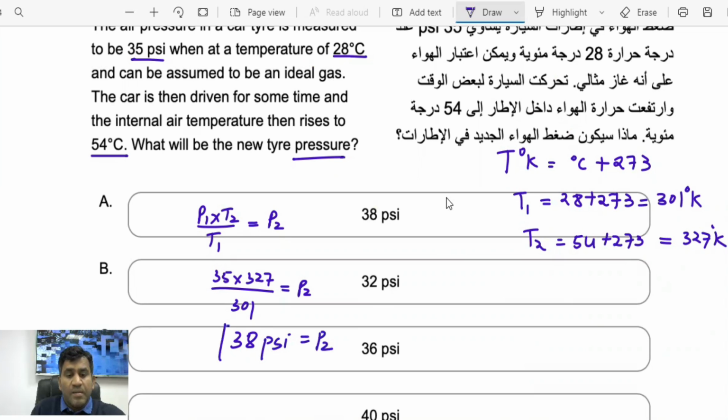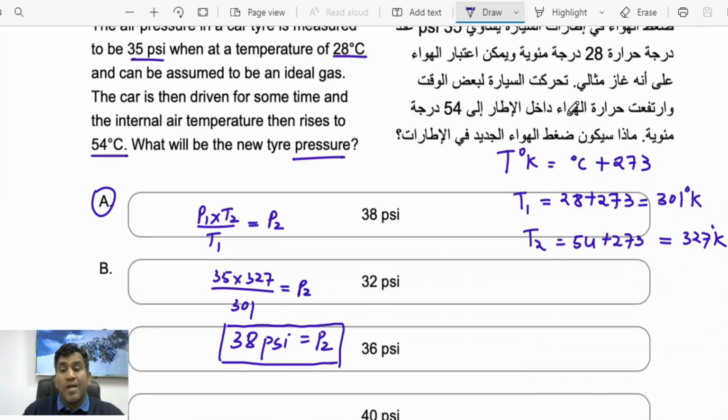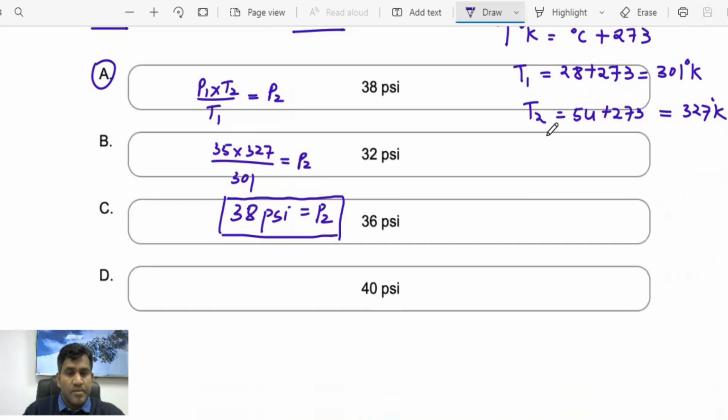So the internal temperature inside the tire increased from 35 to 38. This shows that as the temperature increases, pressure also increases at constant volume. So this is how temperature and pressure are related. There are other formulas too, Charles's law and Boyle's law. They represent the relation between pressure, temperature and volume, considering one of the quantities to be constant.